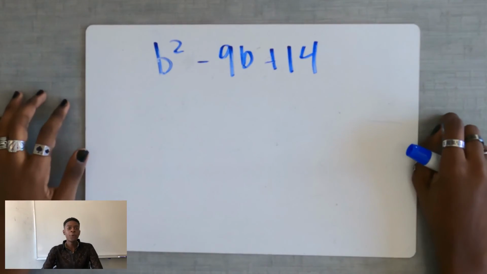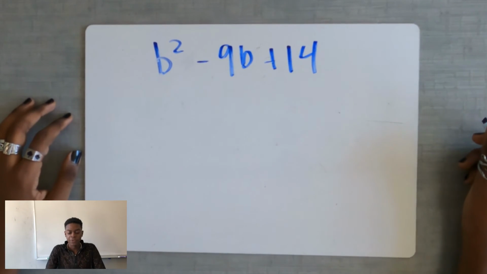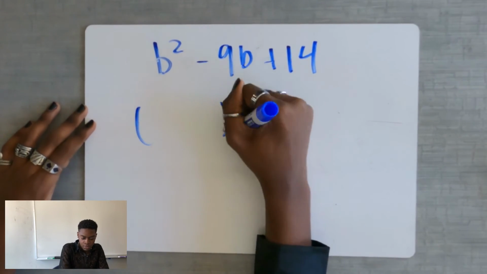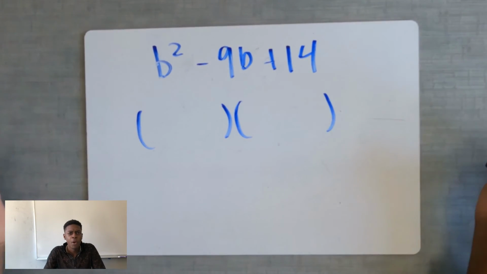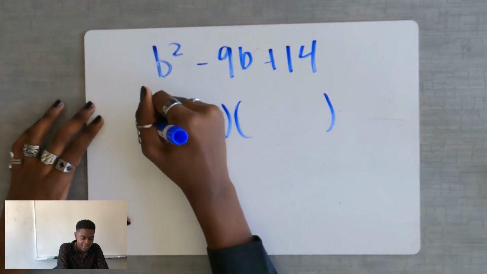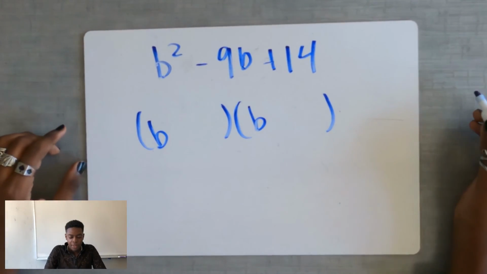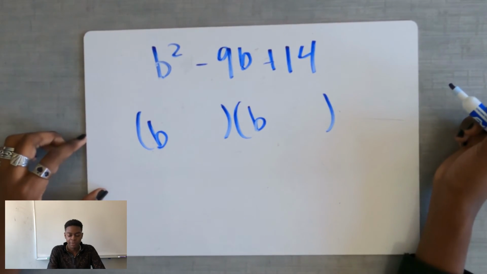All right, so we're going to be factoring this equation here. B squared minus 9b plus 14. Let's go ahead and set up our parentheses. Let's look at this first term, b squared. Well, what two numbers multiply together to get b squared? Well, that's just b, because b times b is b squared. Now, let's look at this here term. What two numbers multiply together to get 14?